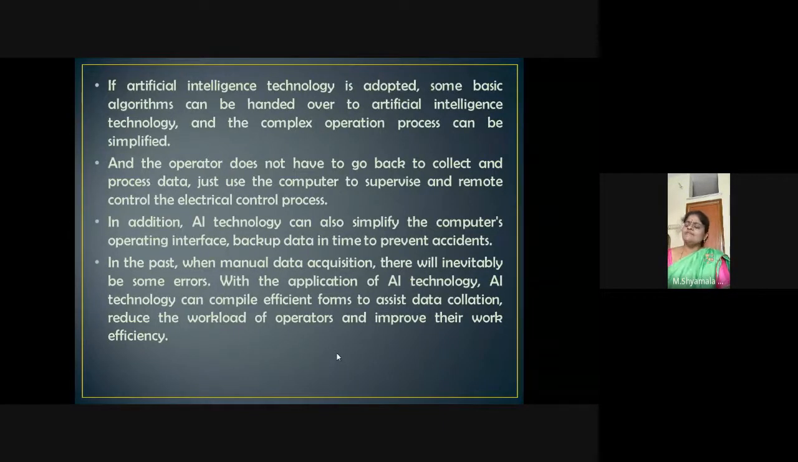In the past, with manual data acquisition, there would be some errors. With the application of AI technology, it can compile efficient forms to assist data collection, reduce the workload of the operator, and improve their work efficiency.